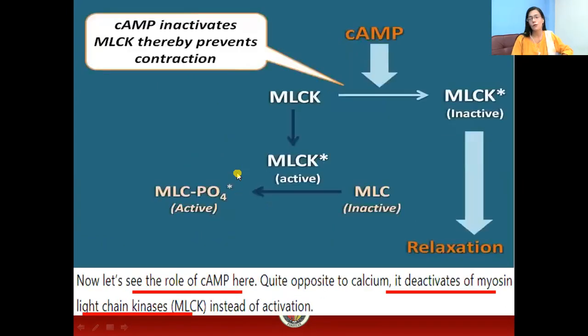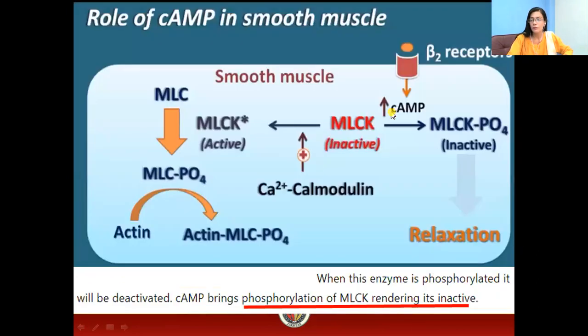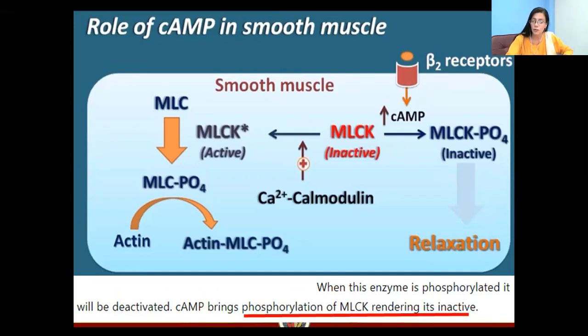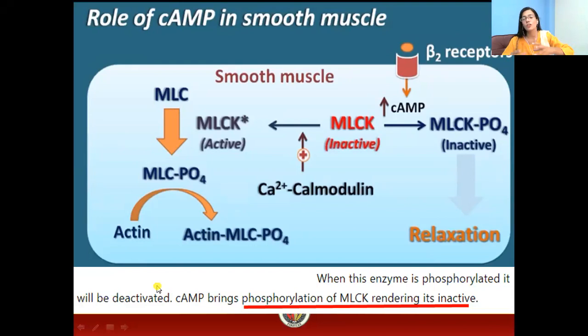Now, what is the increased level of cyclic AMP doing in your smooth muscles? We have myosin light chain which has been converted into the activated form, but whenever there is an increase in the level of cyclic AMP, this increased level of cyclic AMP will result in deactivation of the enzyme myosin light chain kinase. The increased level of cyclic AMP will actually cause the phosphorylation of this enzyme, myosin light chain kinase. Whenever there is phosphorylation of the enzyme, there will be deactivation of the enzyme. So whenever there is deactivation of the enzyme, definitely there will be no contraction in your smooth muscles.